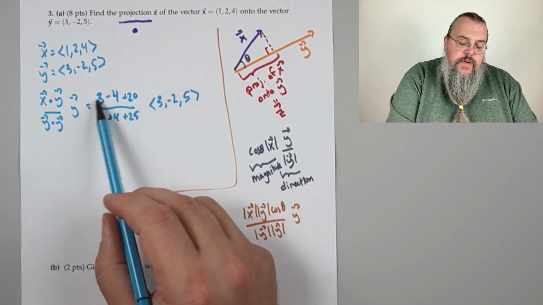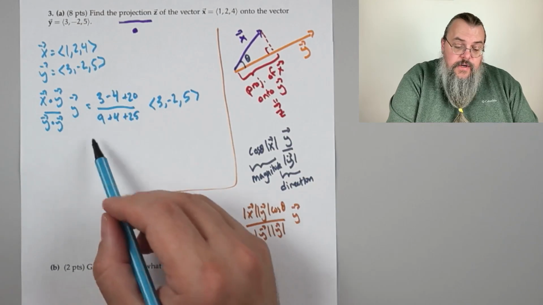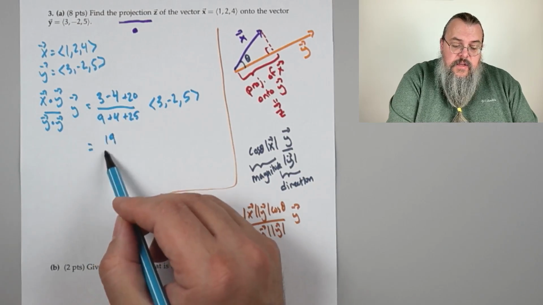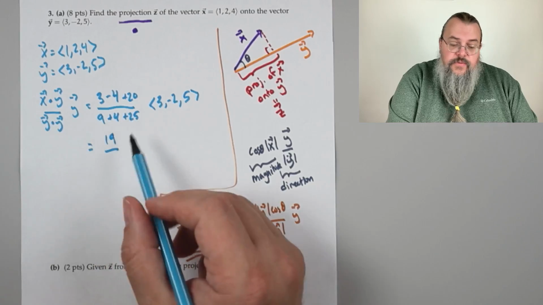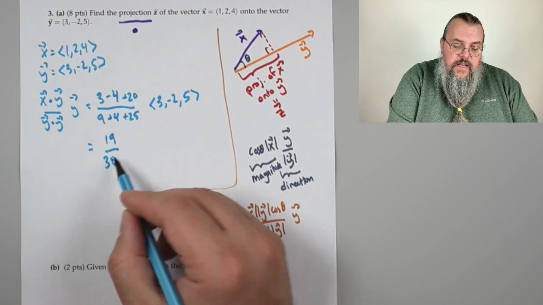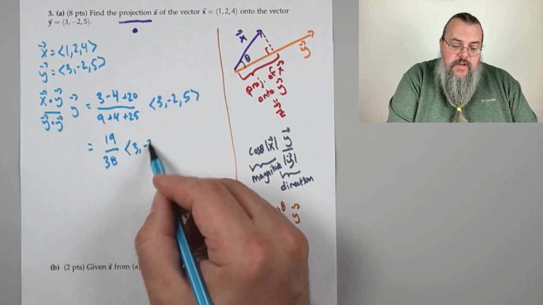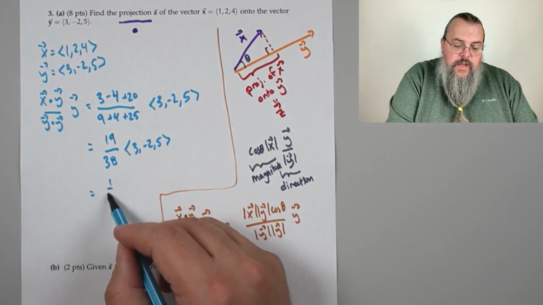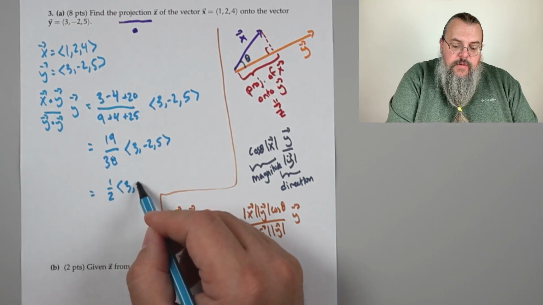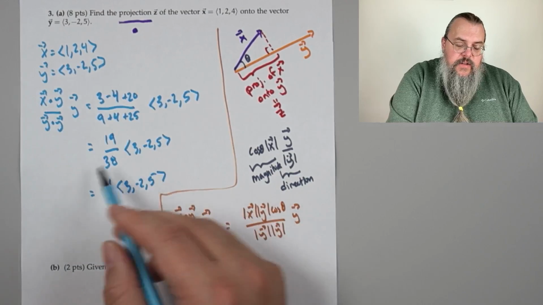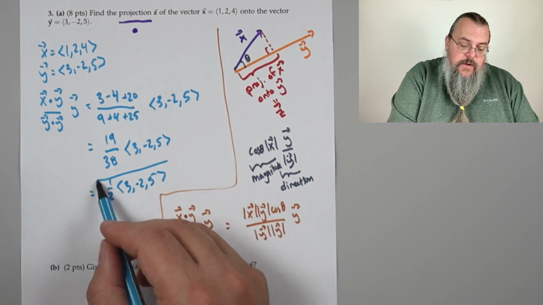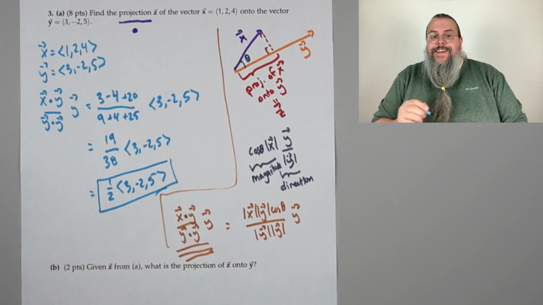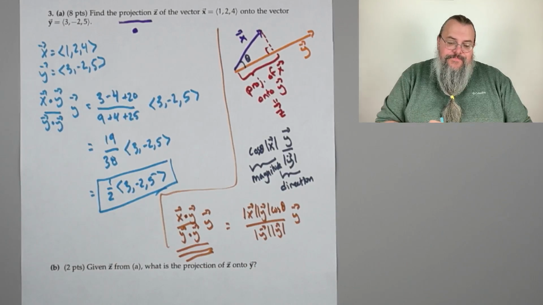All right, 3 minus 4 plus 20, that's 19. Then here we have 9 plus 4 plus 25, that's 38. Times 3, minus 2, 5. Or if you like, that's 1/2 times 3, minus 2, 5, because 19 divided by 38 is 1/2. All right, so that's part A.